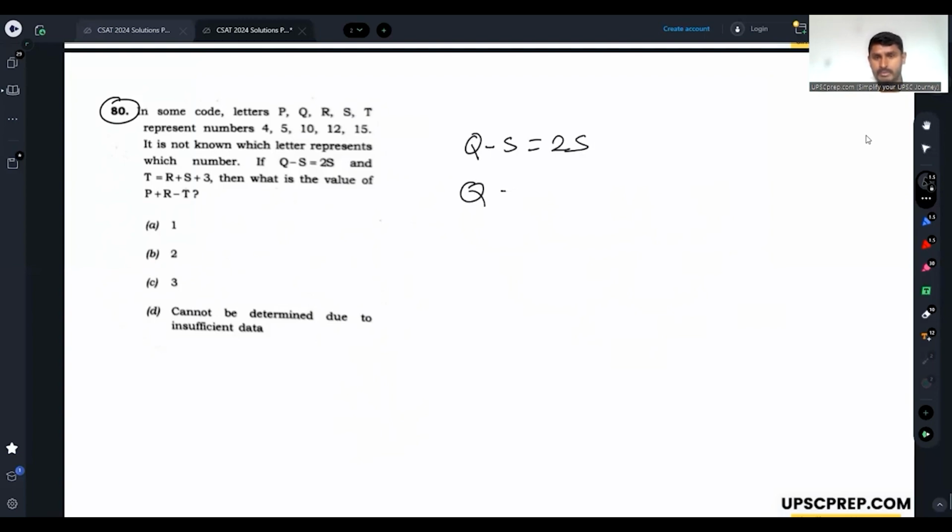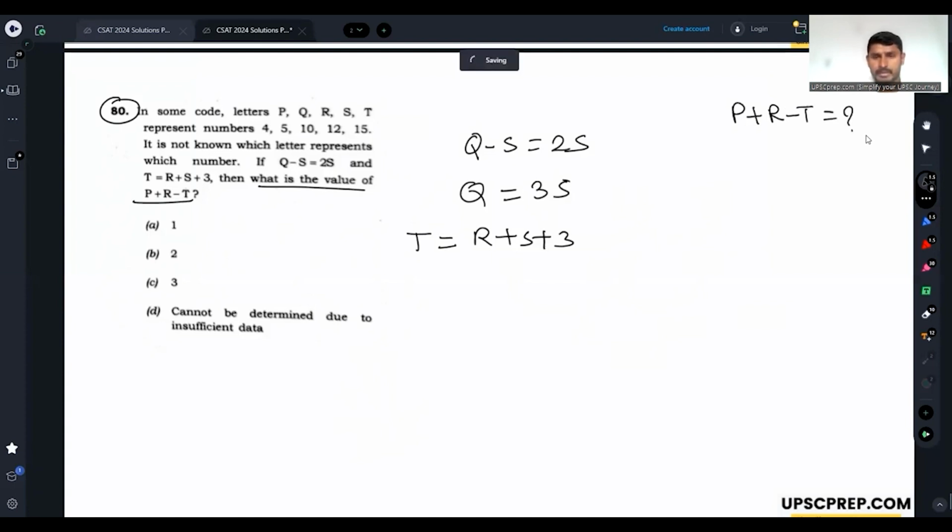so Q will be equal to 3S, right? Q will be equal to 3S, and T is R plus S plus 3. Then what is the value of P plus R minus T? That we have to find out.